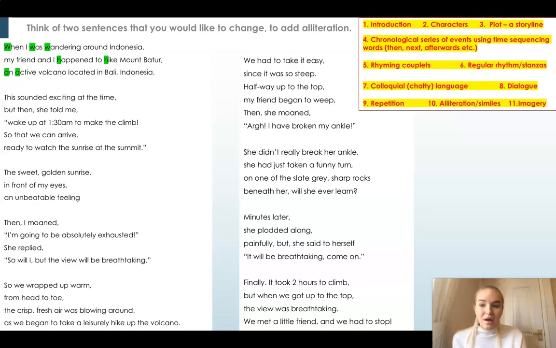I also had some unintentional alliteration here, an active volcano located in Bali, Indonesia. So you can see I've only used 2 or 3 words in each of my sentences to actually choose to include alliteration, and that's okay. Okay. As with the final feature that we didn't look at in detail, this chatty language, the colloquial language, I think I mentioned in part 1 that we did include that as part of our dialogue. That is like chatty language, isn't it?